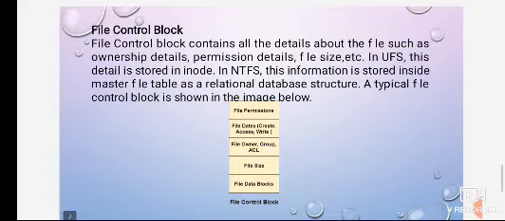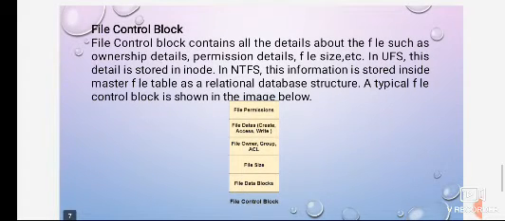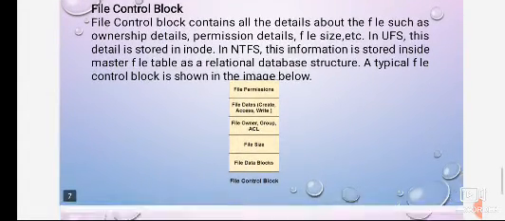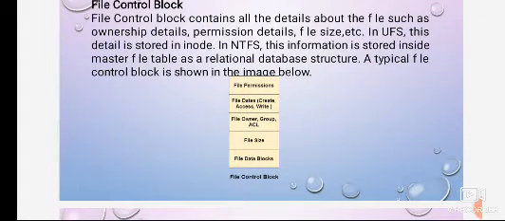File control block. The file control block contains all the details about the file, such as ownership details, permission details, file size, etc. In Unix, this detail is stored in an inode. In NTFS, this information is stored inside the master file table as a relational database structure. A typical file control block is shown in the figure. So here we have the file permissions, file dates, that is, when we can create, access and write the data, the file owner or group, the file size and the file data blocks. So this is the overall structure of the file control block.